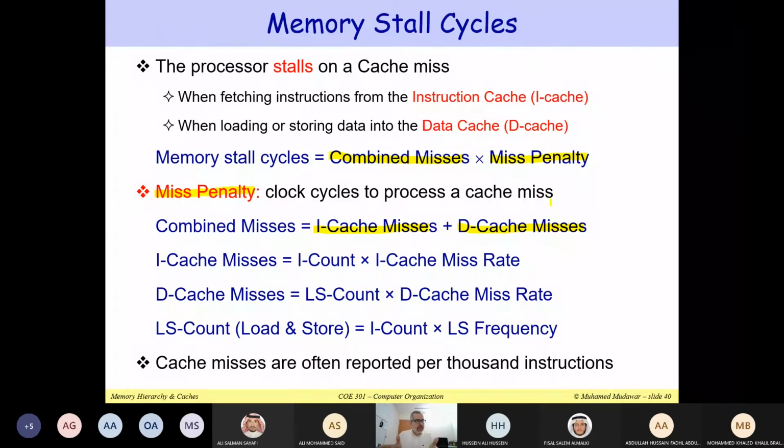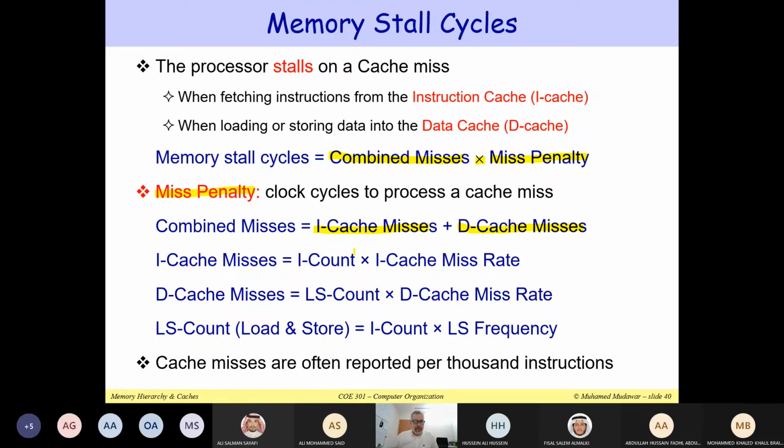So every time you have a cache miss, it takes a certain number of clock cycles to transfer the block from, let us say, the second level cache or the main memory. During these cycles, the CPU is going to wait. So the miss penalty is how many clock cycles it takes to process a single cache miss. So we multiply the combined misses by the miss penalty, taking into account the time to process a cache miss.